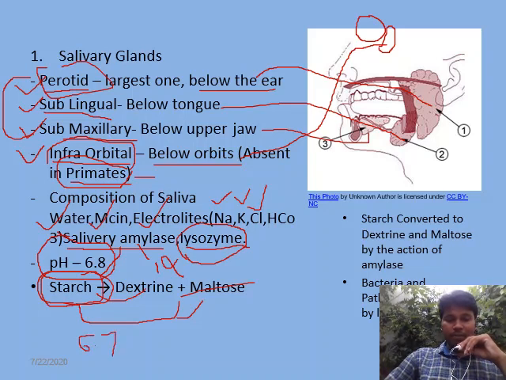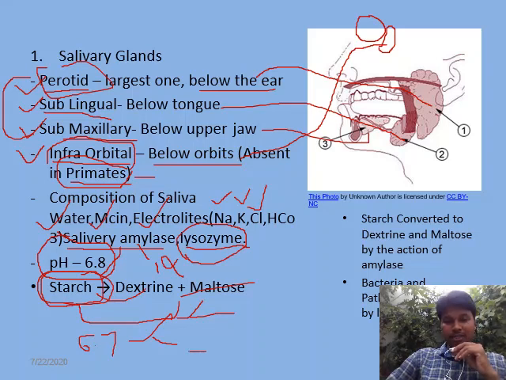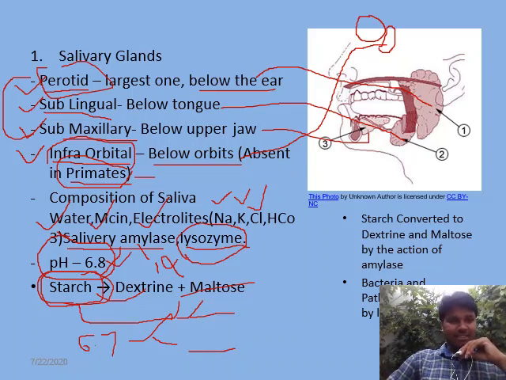6.8. Remember, if we take acidic food, the saliva becomes slightly acidic, and if we take alkaline food it becomes slightly alkaline, but the pH is 6.8. It is asked many times in the NEET exam. So let us learn about the next slide.